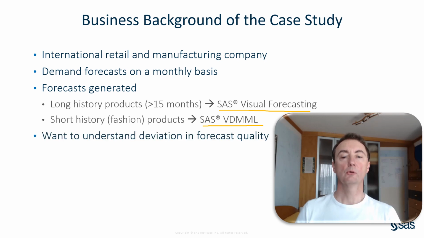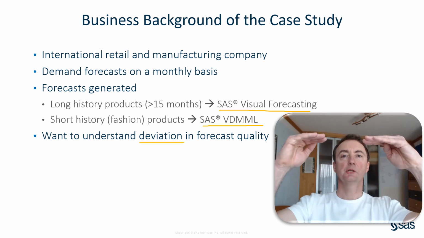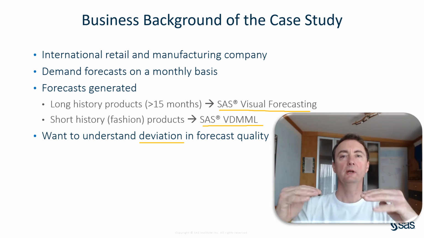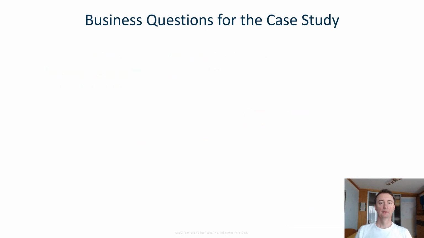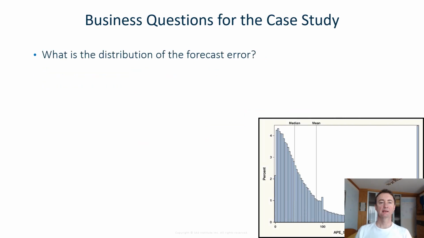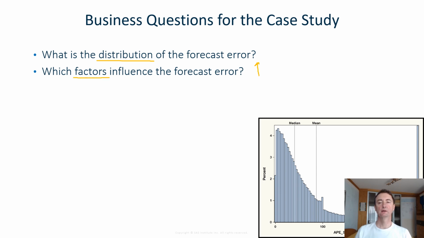The company now wants to understand the deviation in forecast quality. For some products, the deviation is quite high, for others it's quite low, and they would like to get more insight into what the triggers and drivers are for a higher or a lower forecast error. So the business question of our case study is that the company would like to better understand the distribution of the forecast error. They also want to find out which factors influence the forecast error, whether it's high or whether it's low.